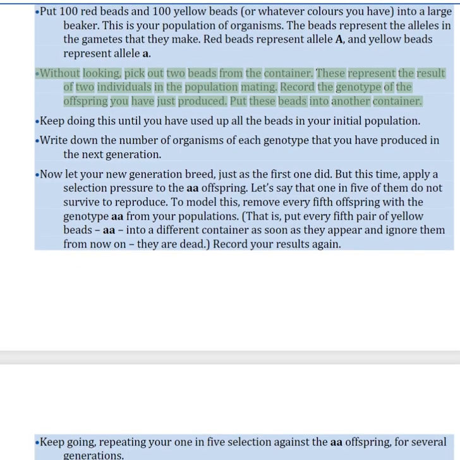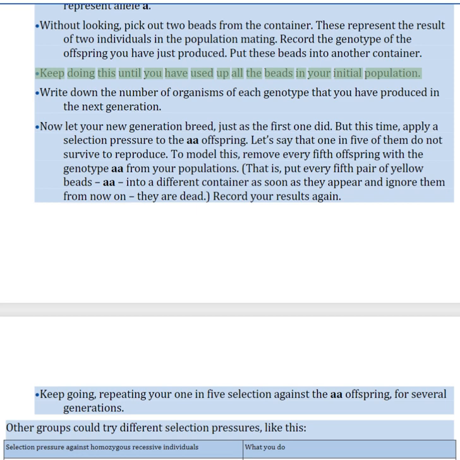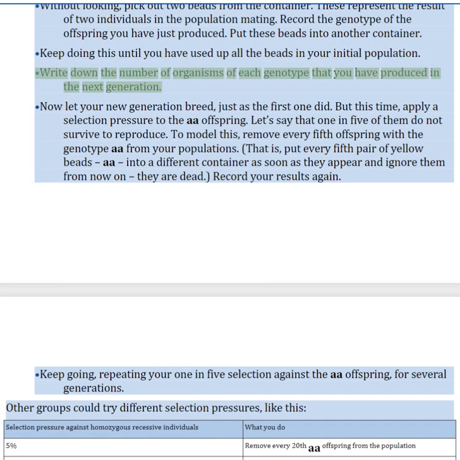Without looking, pick out 2 beads from the container. These represent the result of 2 individuals in the population mating. Record the genotype of the offspring you have just produced. Put these beads into another container. Keep doing this until you have used up all the beads in your initial population. Write down the number of organisms of each genotype that you have produced in the next generation.